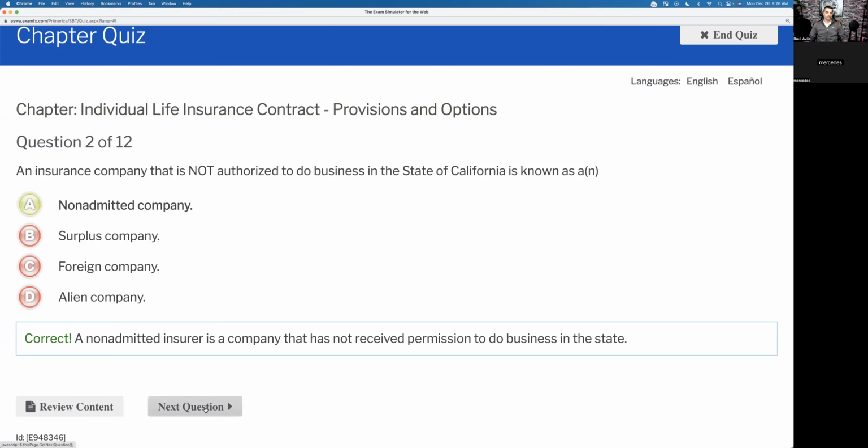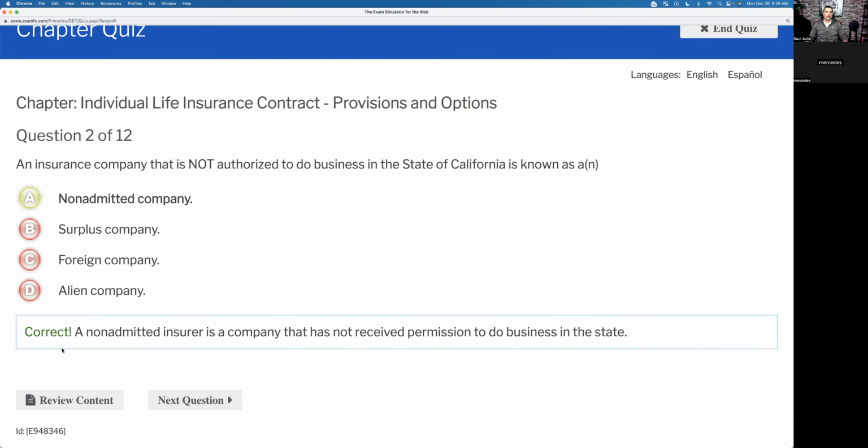So out of the state is C and out of the country is B? Out of the country is D. D as in dog. Okay. A is non-admitted insurer, that they're not able to do business in California if you're from California. They're not able to do business in the state that you're in, right? So if you live in Texas, but an insurance company is not able to do business in Texas, then they're a non-admitted insurer. Okay.